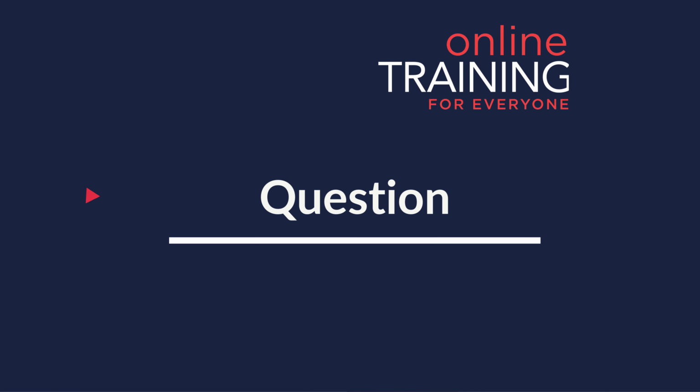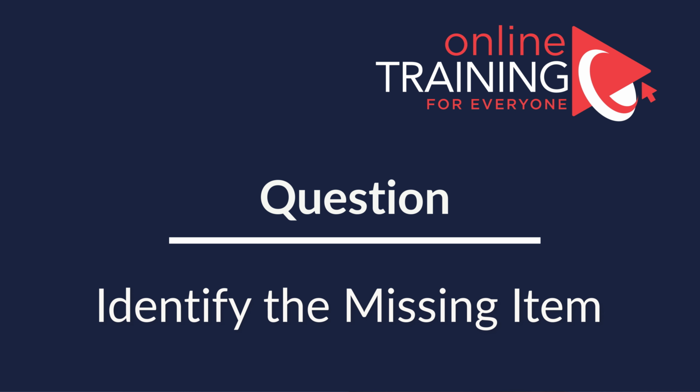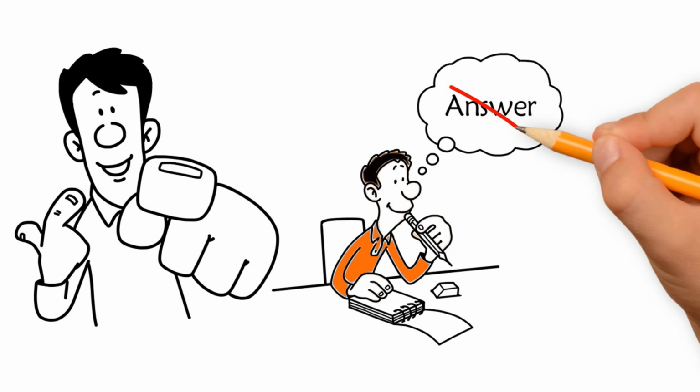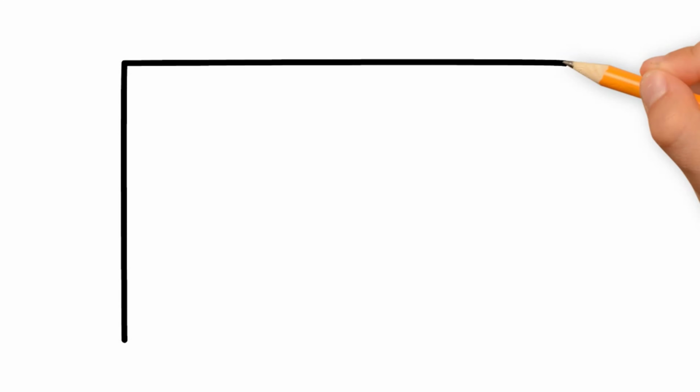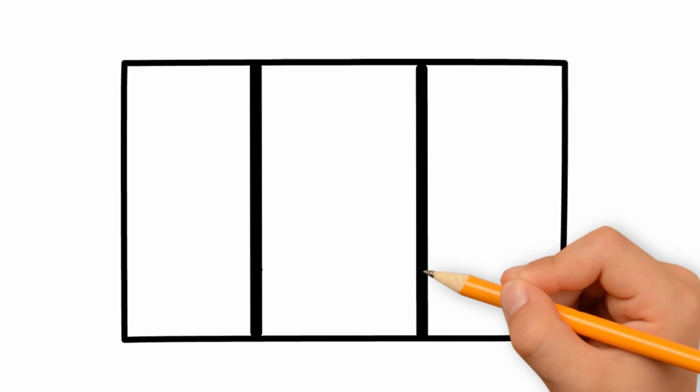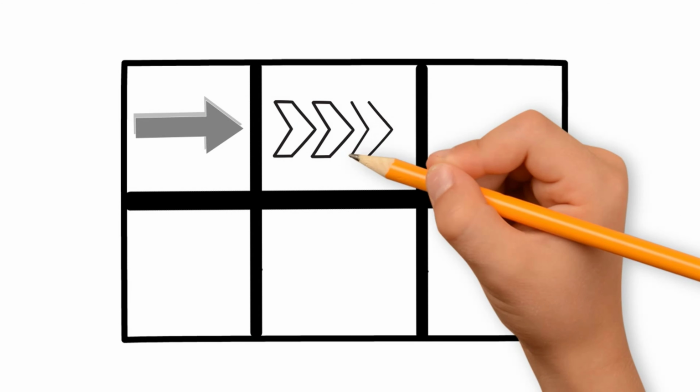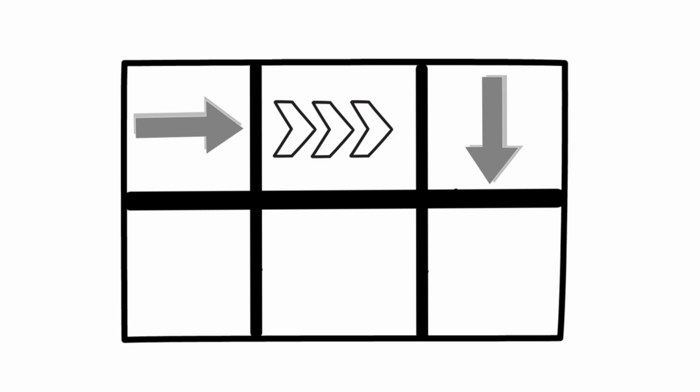I'm excited to share with you a cool question, which is easy to understand but which doesn't have an obvious answer. You're presented with the 2x3 matrix. This matrix has arrows inside. There are two types of arrows: solid arrows, and then there are arrows that consist of three different shapes.